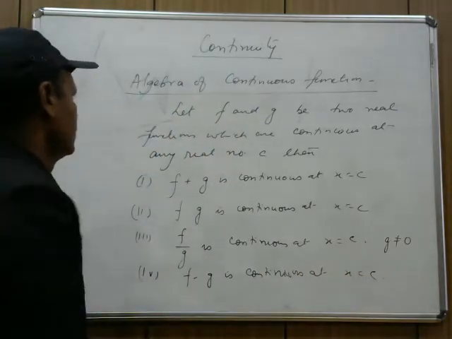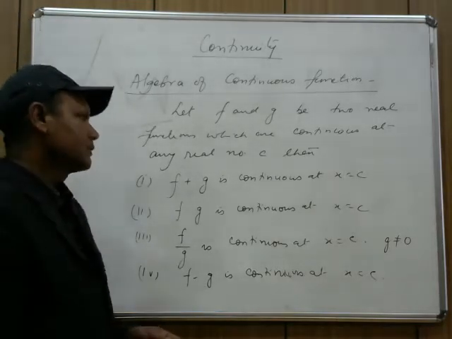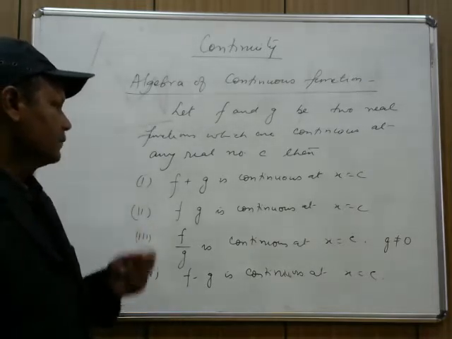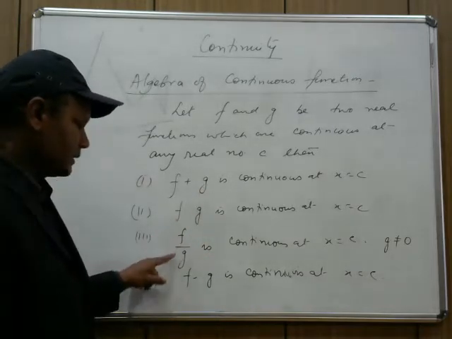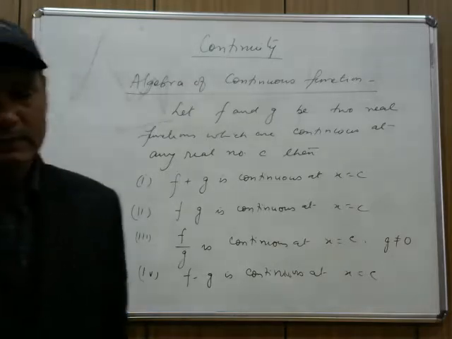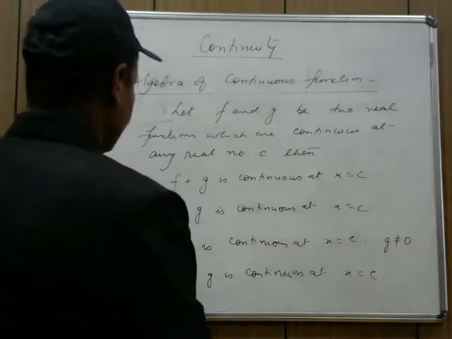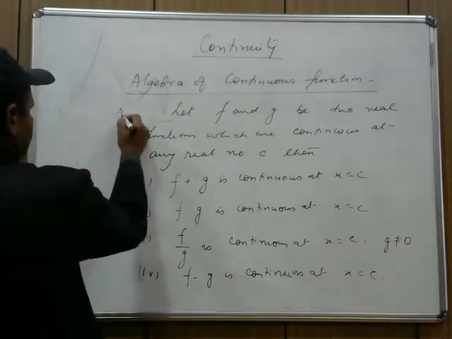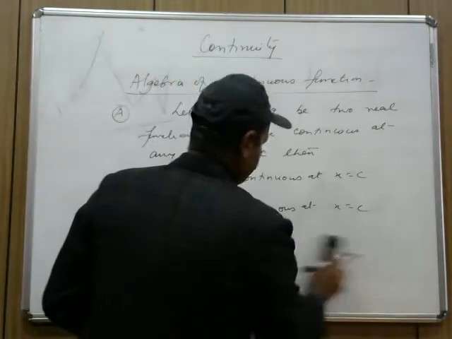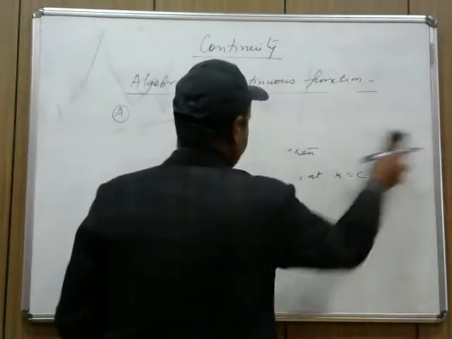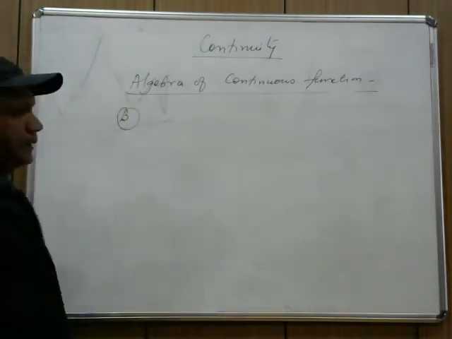That means if the two functions f and g are continuous at any particular point c, or at any real number c, then their sum f plus g, f into g, their division f by g, and f minus g are also continuous. Please note down this point. And the next point, point D.